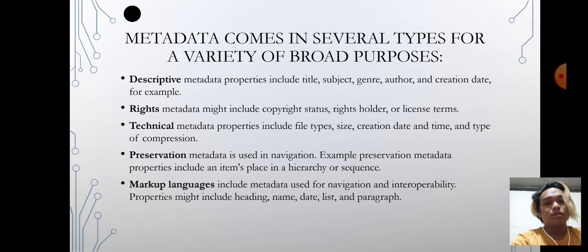The next is preservation metadata, which is used in navigation. Examples of preservation metadata properties include an item placed in a hierarchy or sequence. And lastly, the markup languages include metadata used for navigation and interoperability. Properties might include heading, name, date, list, and paragraph.